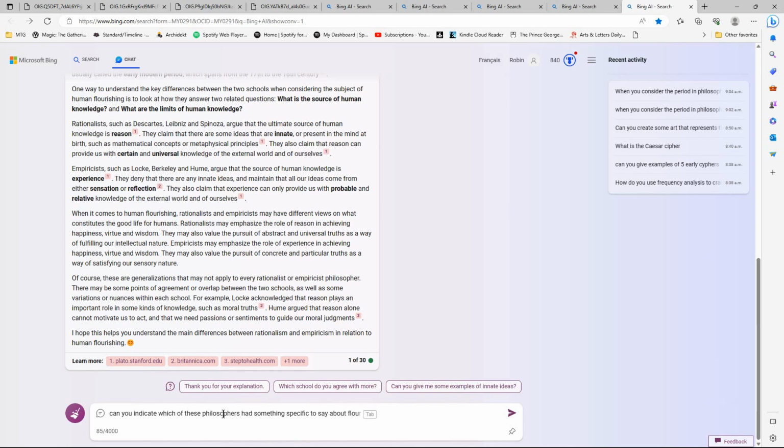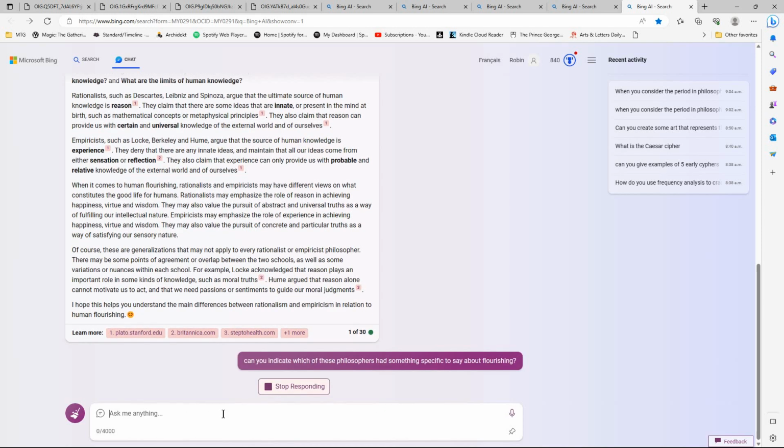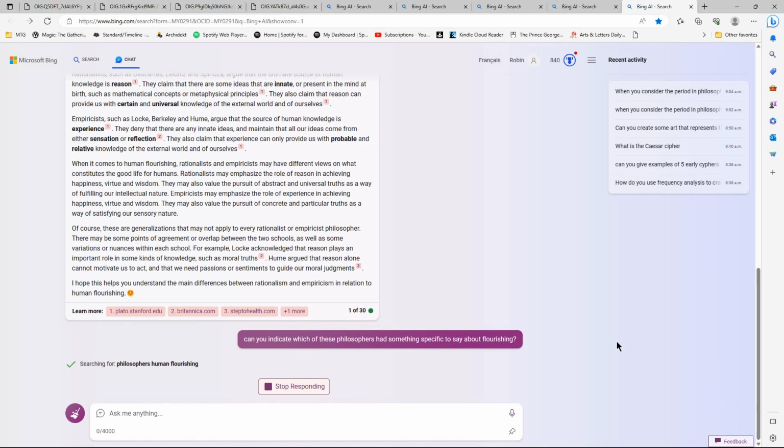Now, I'm hoping that it might pick up on the fact that Spinoza's ethics does actually deal ultimately with human flourishing through, I believe, working rationally through cause and effect and seeing how causality affects us and our passions. So we'll see.